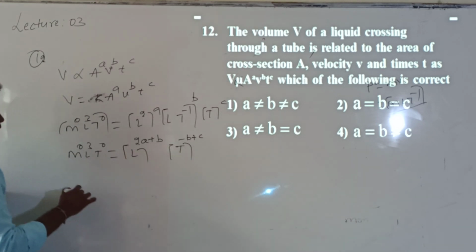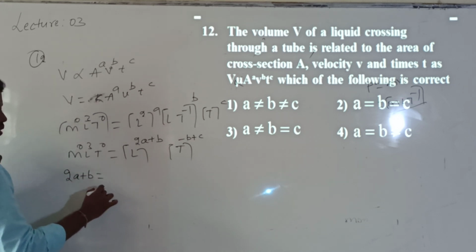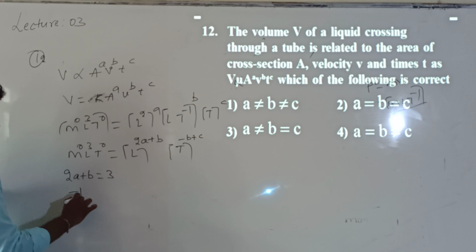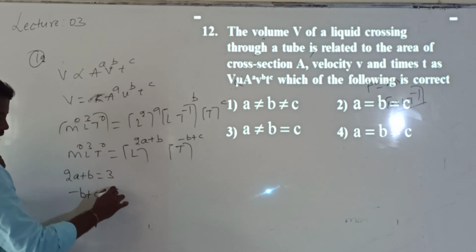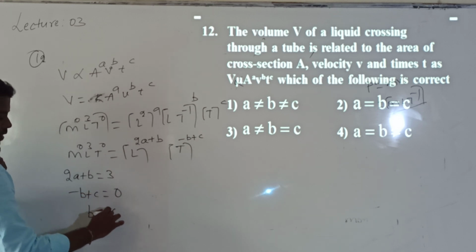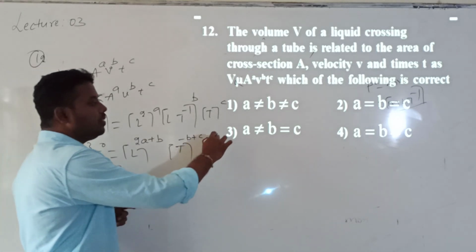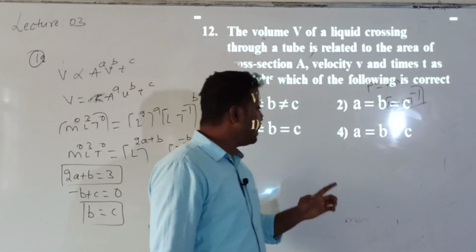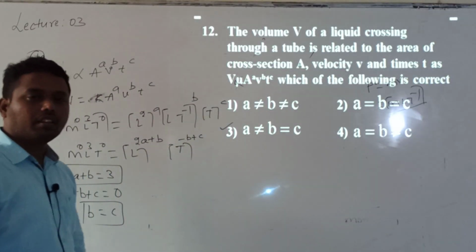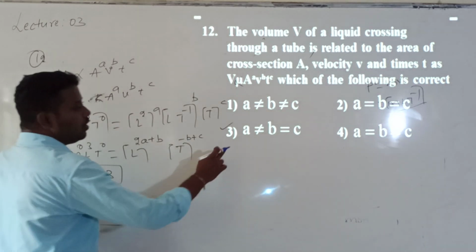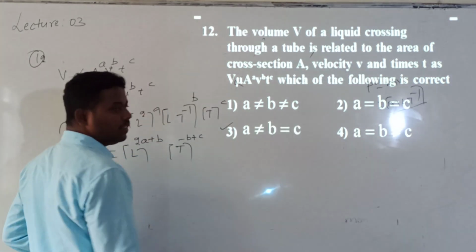So then 2a plus b is equal to 3 and minus b plus c is equal to 0, then b is equal to c. But in this equation, a never equals b. So what is the relation? a is not equal to b, which is equal to c. Question understood? a is not equal to b, which is equal to c.